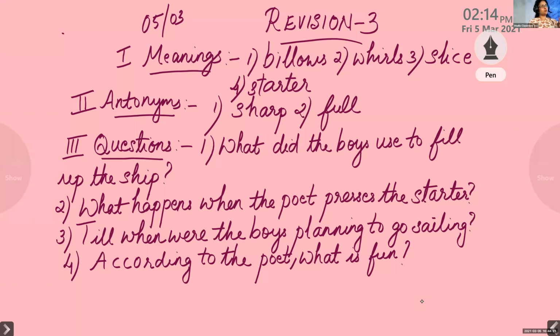The boys used dash to fill up the ship. That's all. I don't know whether we write a big sentence or a small sentence. You have to write the complete sentence. Don't write the answer in a word. Okay, fine.